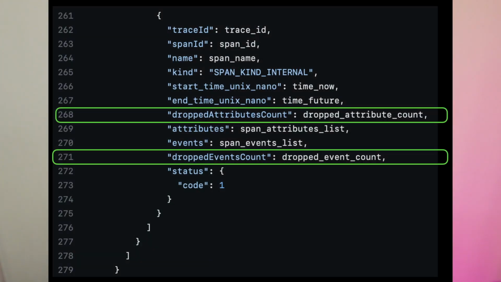So the second improvement is that dropped attribute count and dropped events are now also correctly reflected. In 0.6 and earlier, they were silently dropped if you sent invalid values. So this should not only help troubleshooting, but also alerting on dropped attributes and events.